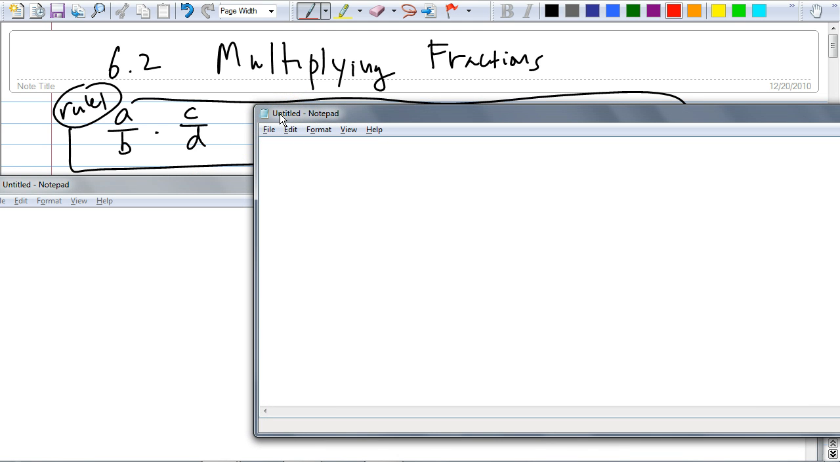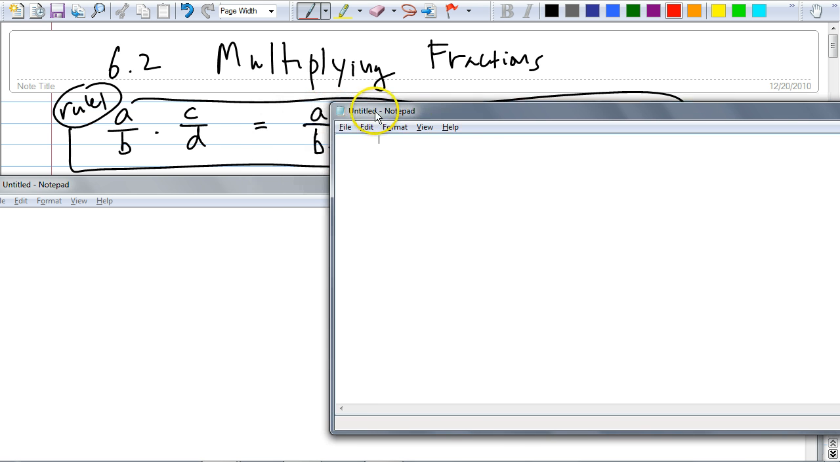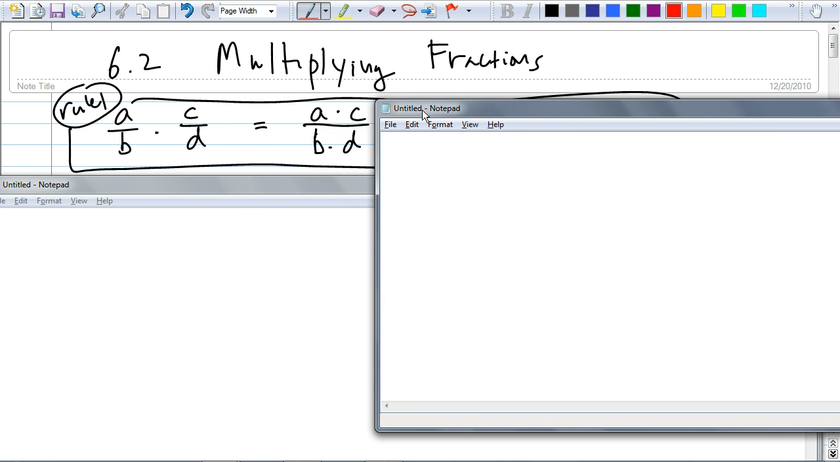I mean, you knew this already. A over B times C over D. Who knows what this gives you? Let me pick somebody at random. Brandon, what do you think? What do we get when you multiply A over B times C over D? Is it AC over B? Exactly, AC over BD, right? You just multiply the numerators together and the denominators together. That's how you multiply two fractions, right?